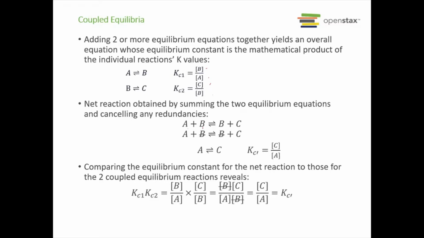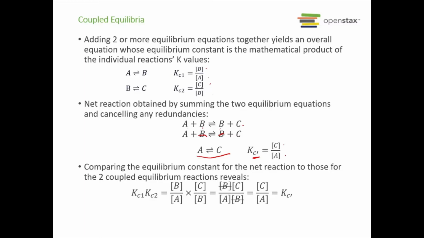So now we get A plus B going to B plus C. And we see that there's a B on each side of that reaction arrow, so those cancel out. Think like algebra. And so then this simplifies down to A in equilibrium with C. So this Kc prime, if you want to call it, for this overall reaction is concentration of C divided by the concentration of A.